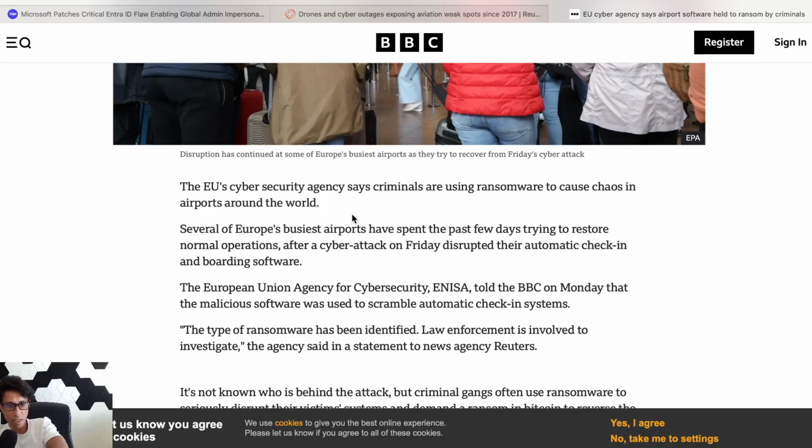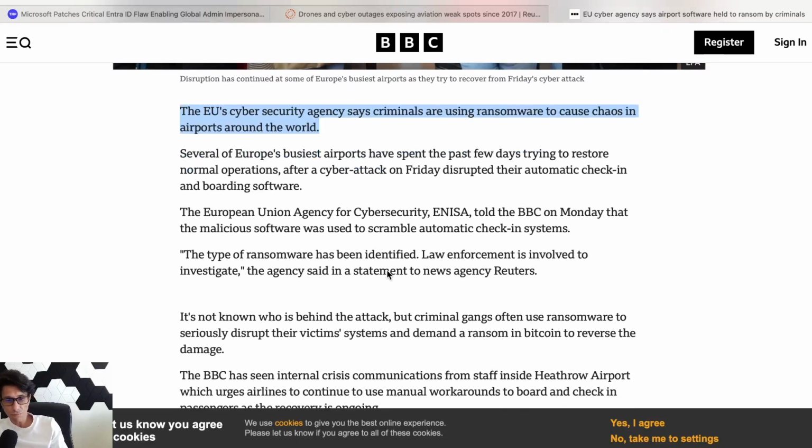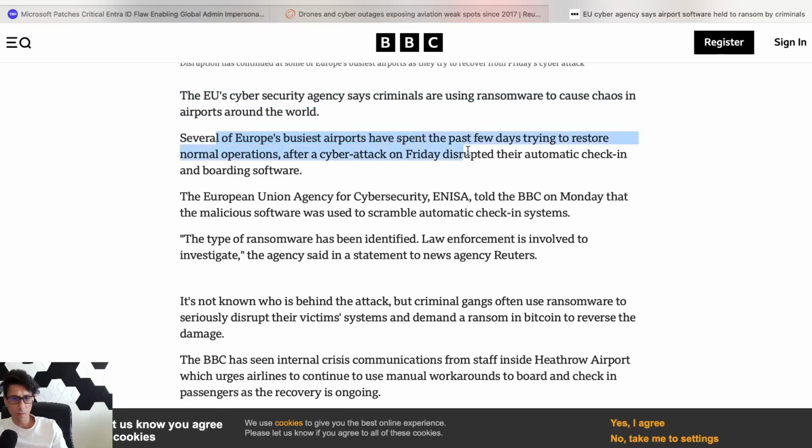So what they say is that cyber criminals are using ransomware to cause chaos in airports around the world. Yes, they are, because those things are running on Jurassic pieces of software. And some of the software they're using is so bad that it was probably created even before cybersecurity was a thing. Security or IT security was handled by one of the support guys who were actually pretty good at dealing with AVs. Yes, those days were fun. And so there is chaos around Europe, and some of Europe's busiest airports.